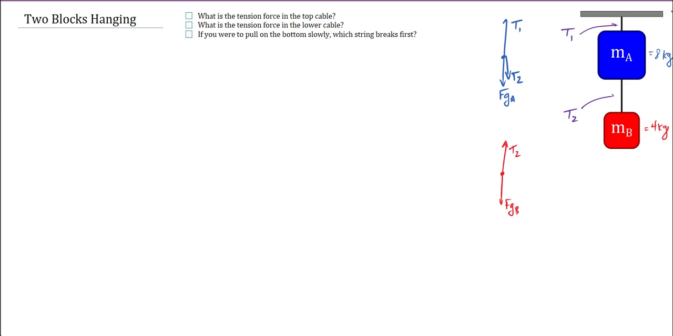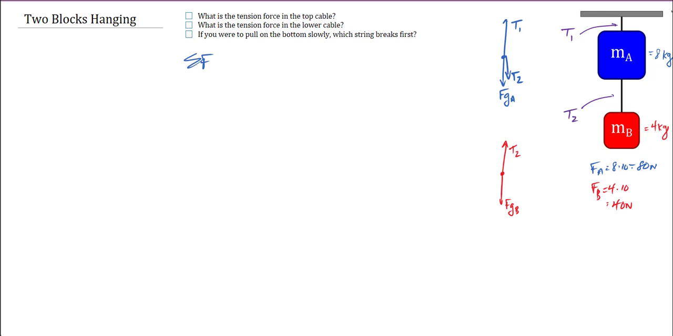And nothing's going on in the X direction, so we usually have things in the Y direction. And I'm going to quickly figure out the two weights. So I know the weight of B is going to be 4 times 10, which is 40 on Earth. And for the top one, it's going to be 8 times 10, which is 80. Again, being on Earth.